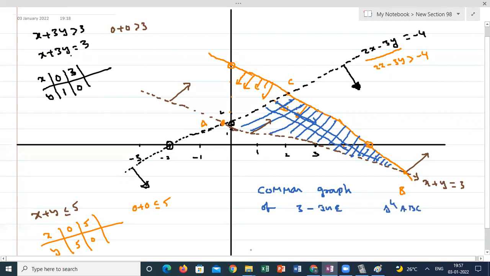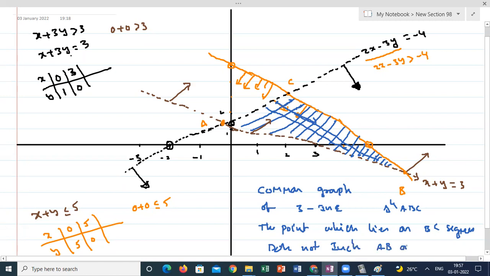Second is the points. Suppose I'm taking ABC as a triangle, the points which lie on the BC segment does not include AB and AC lines. Should not include any points lying on AB and AC lines, not segments. If I mention the segments, other than that segment, the rest of the points will come as a solution.